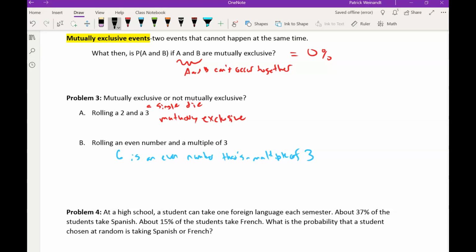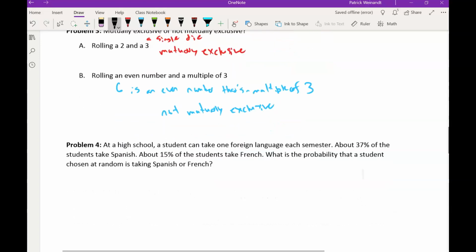Well, if they can occur at the same time, we know they're not mutually exclusive then. So this is not mutually exclusive. These two events can occur simultaneously. I can get an even number and a multiple of 3. Okay, so let's move on to an example here.